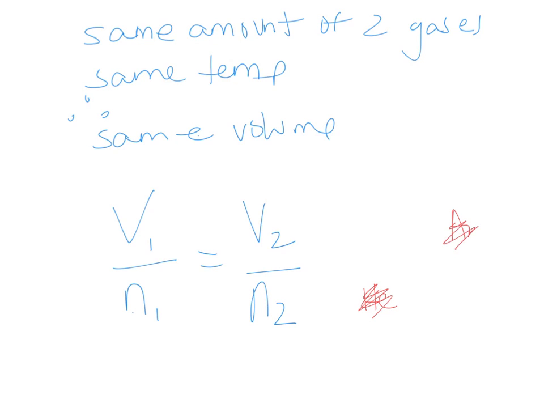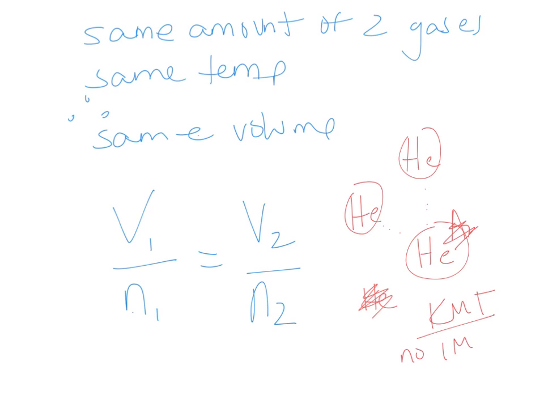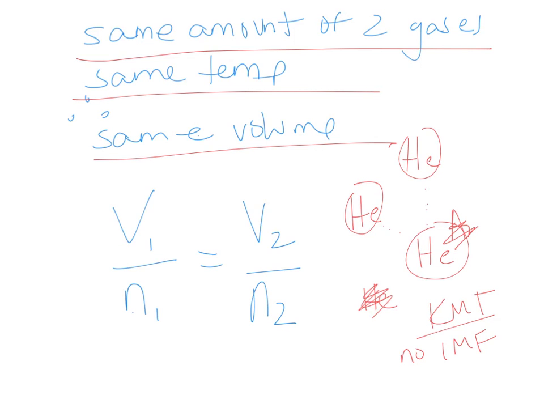The other way that KMT supports this is that it says there are no attractive or repulsive forces between these atoms. If they were being attracted to each other, that might change their volumes if one had more intermolecular forces than the other. But under KMT, we're assuming that there are no intermolecular forces. We're going to change that when we talk about real gases in our next video. So anyway, same amount of two gases, same temperature, you have the same volume. If you double the moles of gas, then you will double the volume.